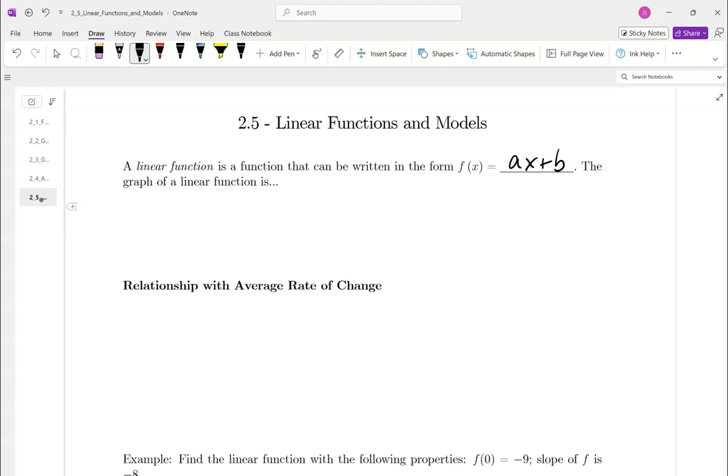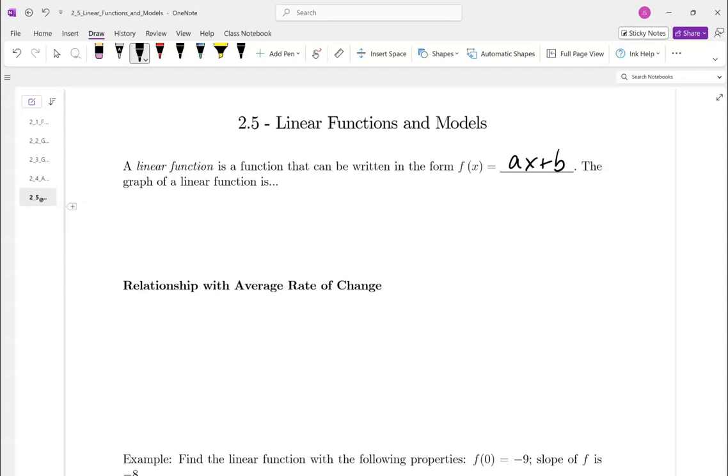Here's the important part for being linear. The word linear means that when I see the variable, the only possibility I have for that variable is raised to the first power. It's not squared, it's not cubed, it's not square rooted, it's not inside another function, it's not divided. It's literally just a constant times x plus another constant. That's the form of a linear function for us.